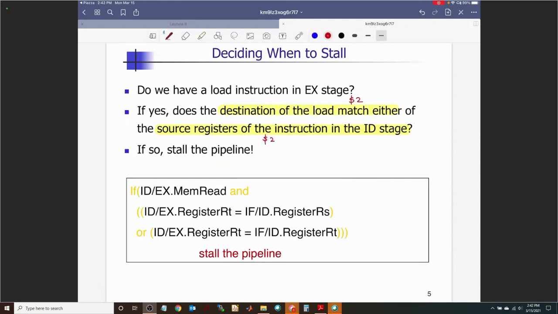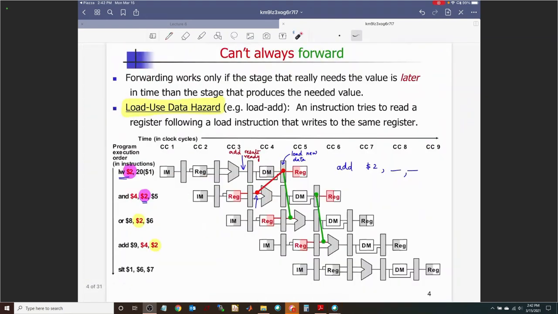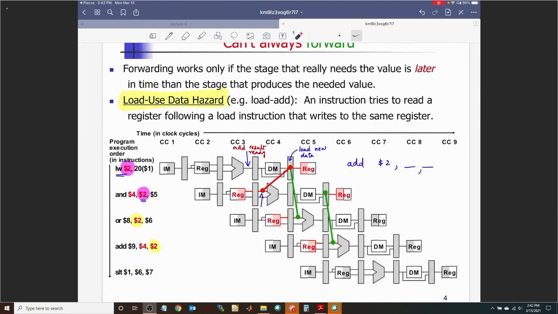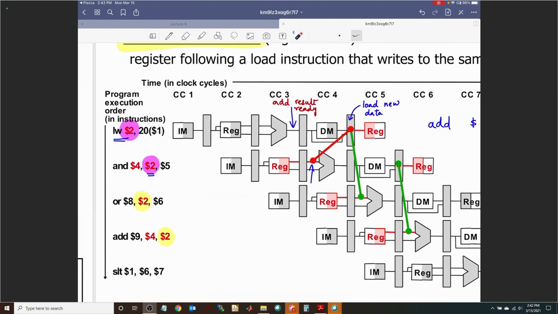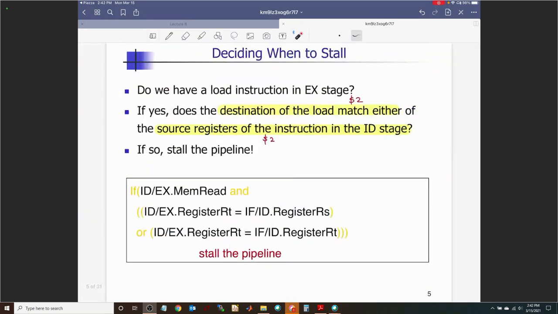If I go back and take a look at the pipeline diagram here, I have a load word in the execution stage right here, and one of the source registers of the instruction in the instruction decode stage, trying to read the register file, is also the same $2. One of the source registers is $2. So that's the only situation in which this load use data hazard can happen. And if that is the case, stall the pipeline.